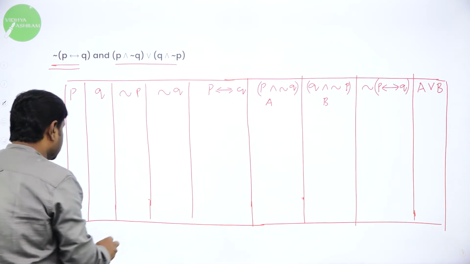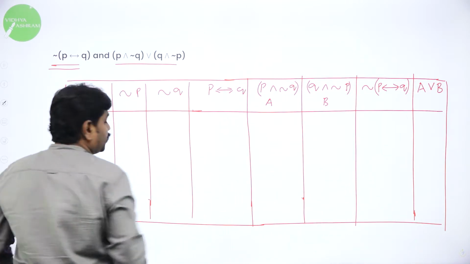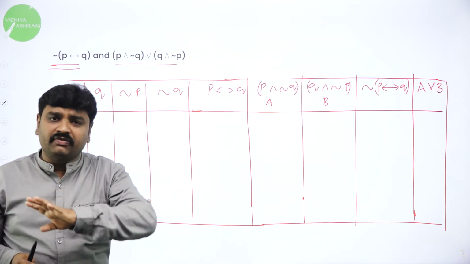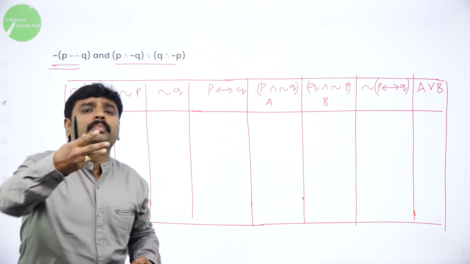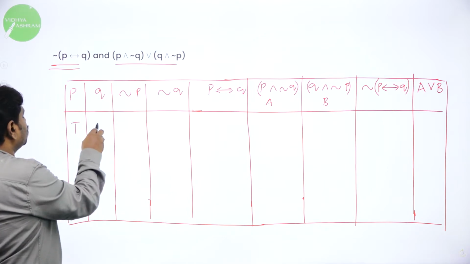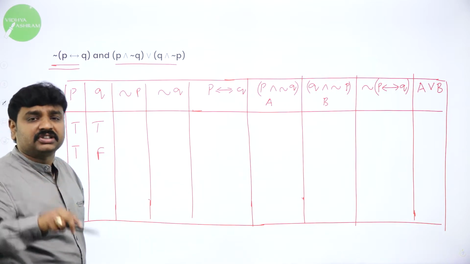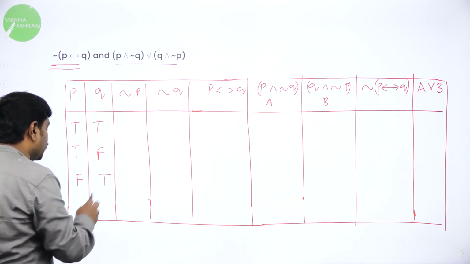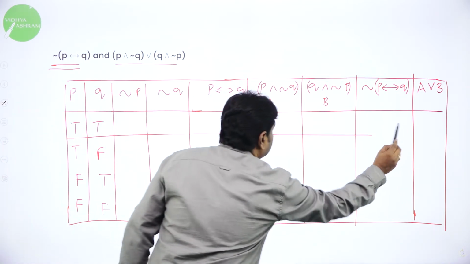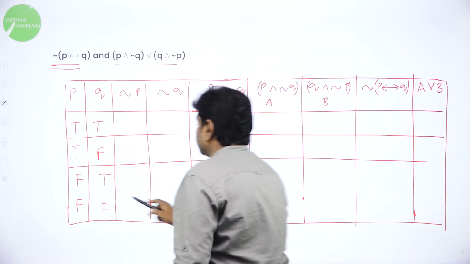Here you can see the possible combinations. All of you know what the possible combinations are. P and Q are propositions. Propositions means they should be either true or false. What are the possible combinations? We can take both true, so true, true. Or I can take any one false: first one true and second one false. The third possibility is first one false and second one true, or both false. These are the four possibilities. Now we'll write the truth values for the compound propositions.